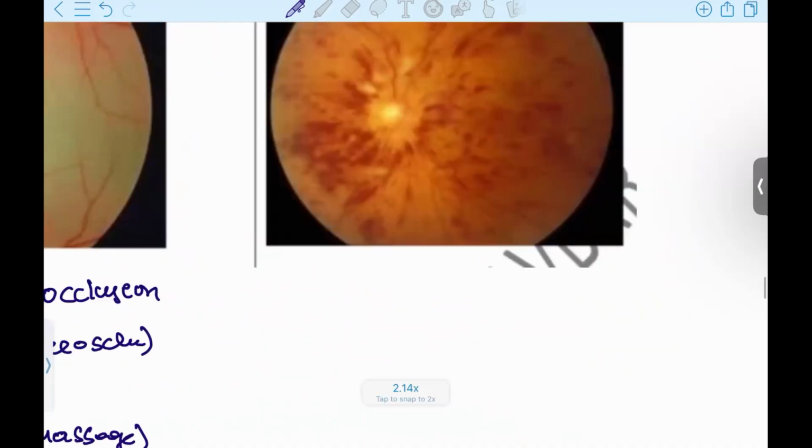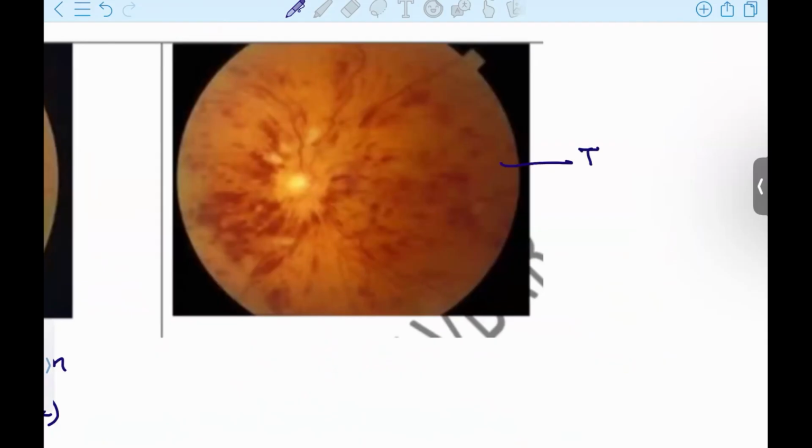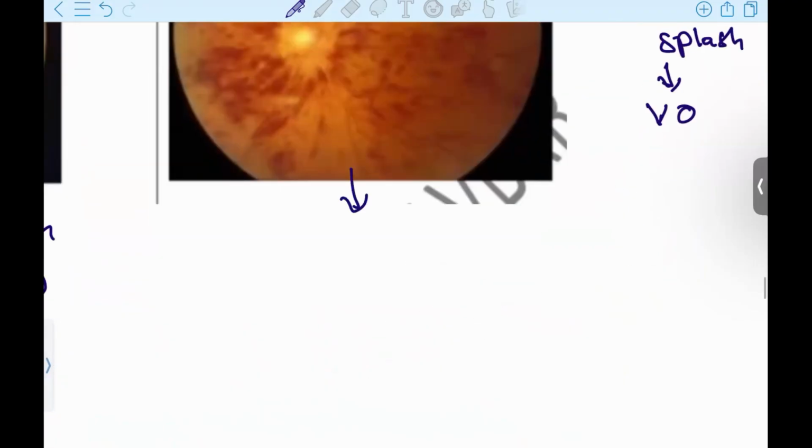Next one. Here, what is this condition and sign? This is the tomato splash appearance. Tomato splash appearance is seen in which condition, guys? Vein occlusion, okay, retinal vein occlusion. It could be ischemic damage or non-ischemic damage.